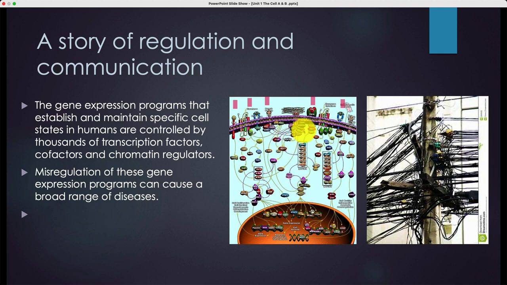So what I'm trying to show you here is, if you look at this hot mess, and you look at this hot mess, it's real easy to see how something can go wrong, right? If this all functions accurately, we have health. If one little guy says, you know what, I'm out of here. Let's say it's PKC, right? Protein kinase C.